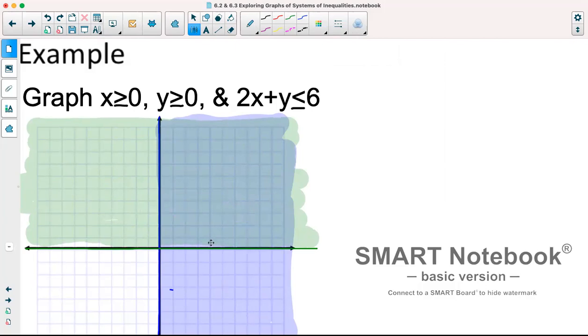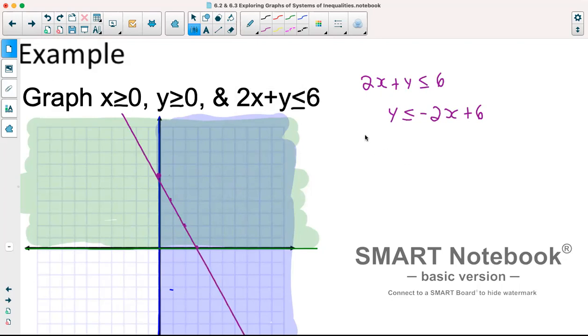So far we see our solution is going to lie in this area here, but we still have to do our last equation. So we're going to take this 2x plus y is equal or less than 6. Rearrange that in slope-intercept form. So that's y is equal or less than -2x plus 6. So we have a y-intercept of 6 and a slope of -2. And it's going to be a solid line because we have an equal to there. So I'll draw in this line.